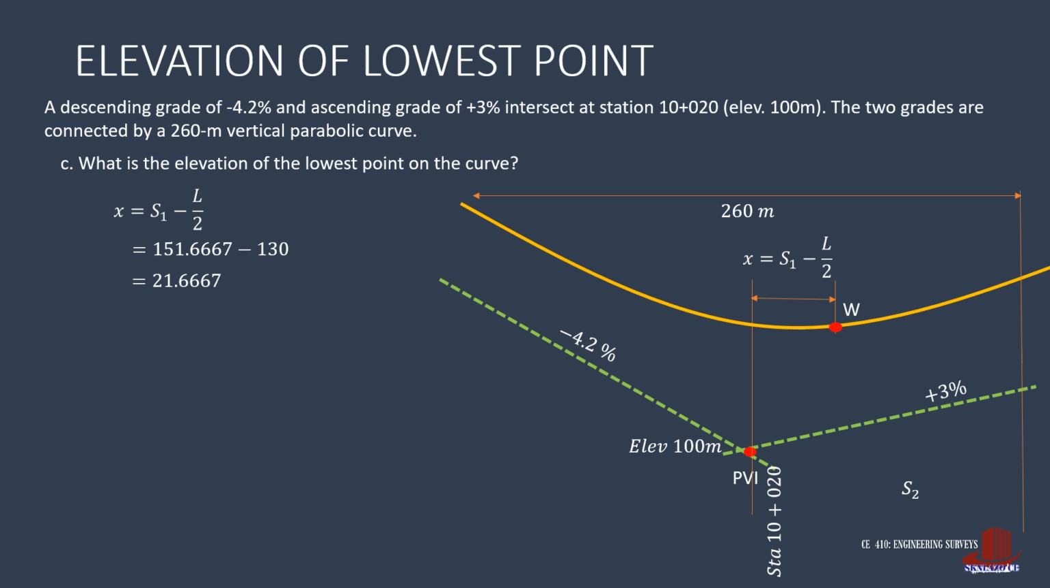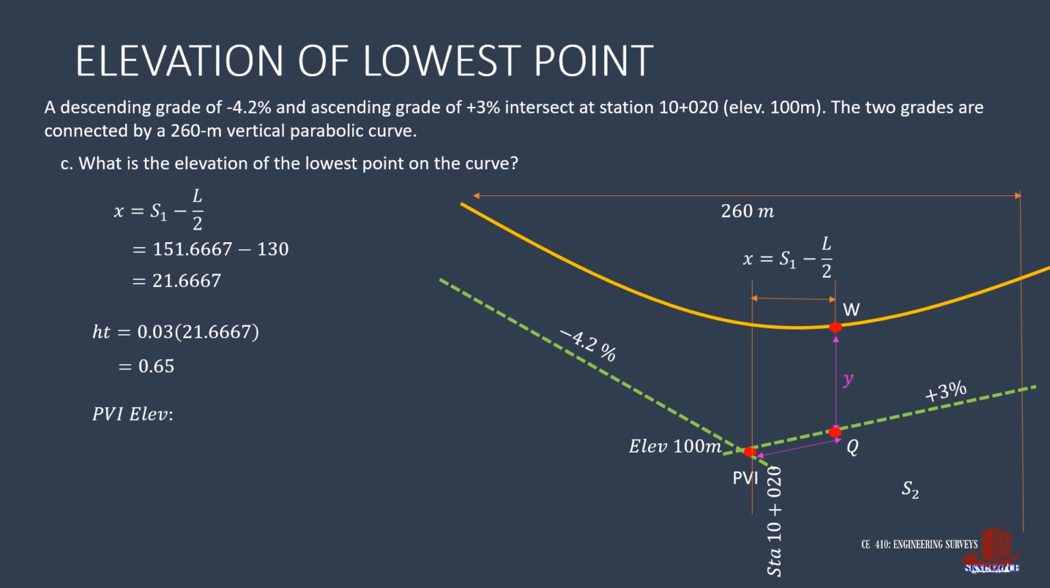We've identified the horizontal location from PVI, so what's next? From PVI, we trace the point just below point W from the tangent. We call this point Q. Then take the vertical offset y to reach point W. We refer everything from PVI because it is only PVI with elevation and station. Using the definition of the gradient as rise over run, we can take the height of point Q as a gradient of 3% times x, which is 21.6667, and this gives 0.65 meters.